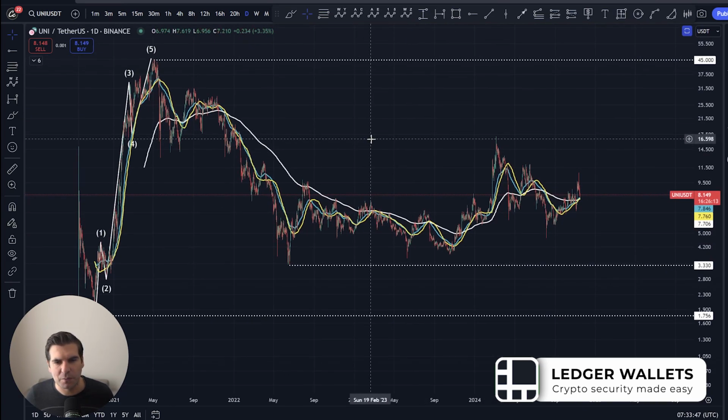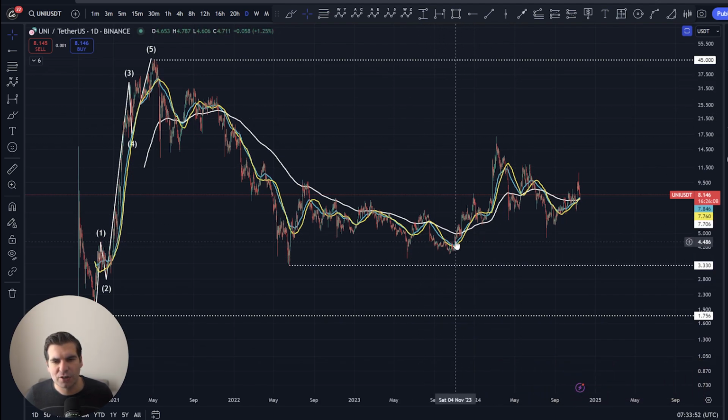Why is all that important? Well, it's important because of a couple of things. Within our structure here, we can see that this is still potentially leading us into a diagonal first wave. Okay, and so let me go ahead and show you why that is.